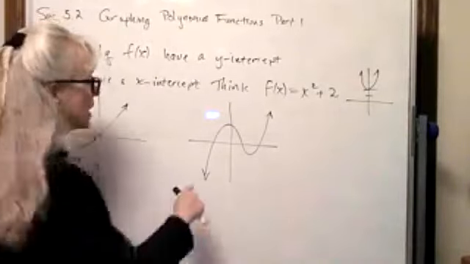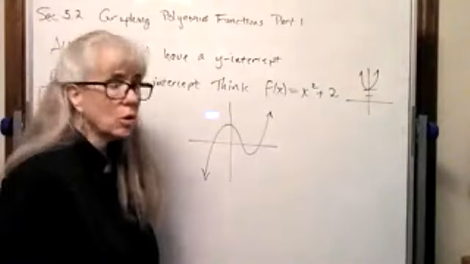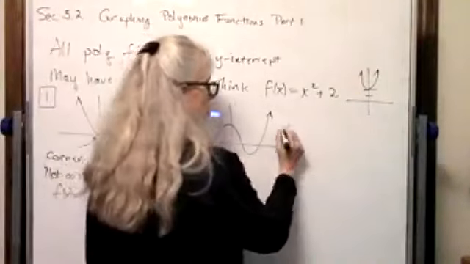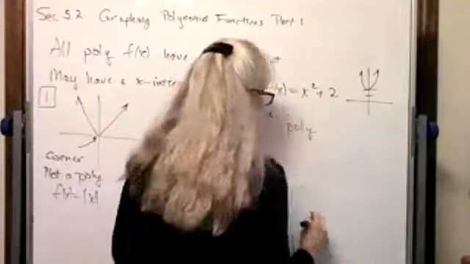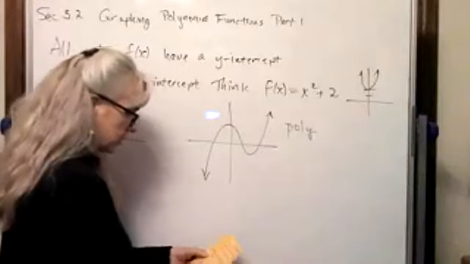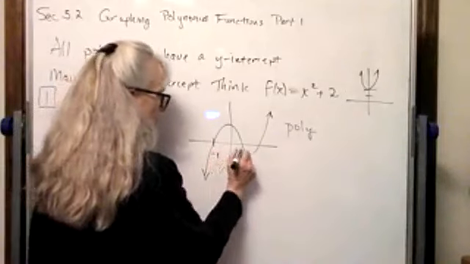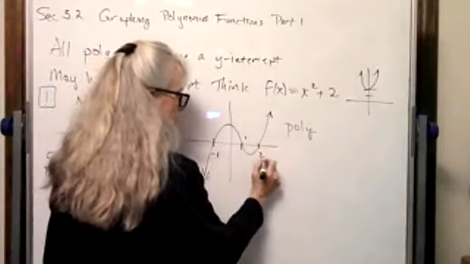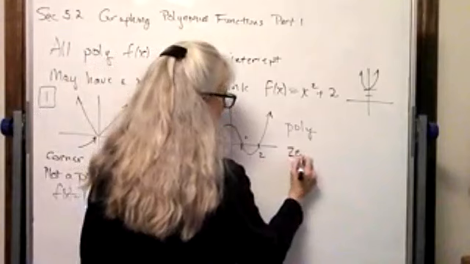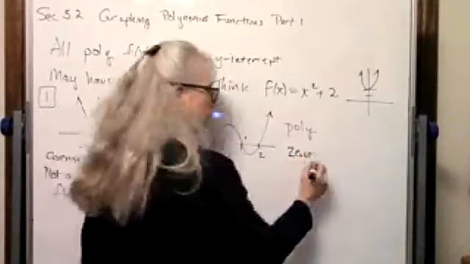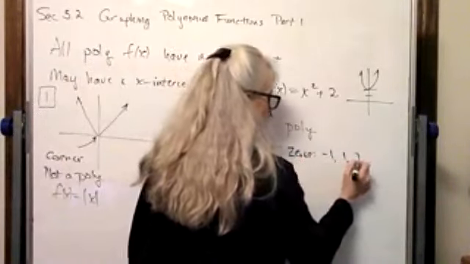It is smooth. It is continuous. It has no sharp corners. This is a polynomial function. They ask us to identify the zeros, list the real zeros. So we're going to notice that this is over here at -1, this is at +1, and this is 2. So our zeros are -1, +1, and 2.